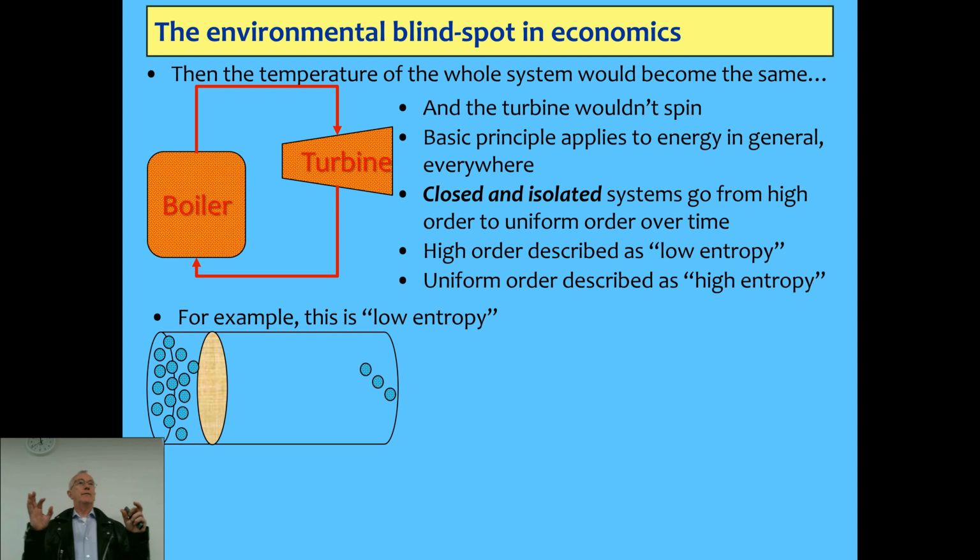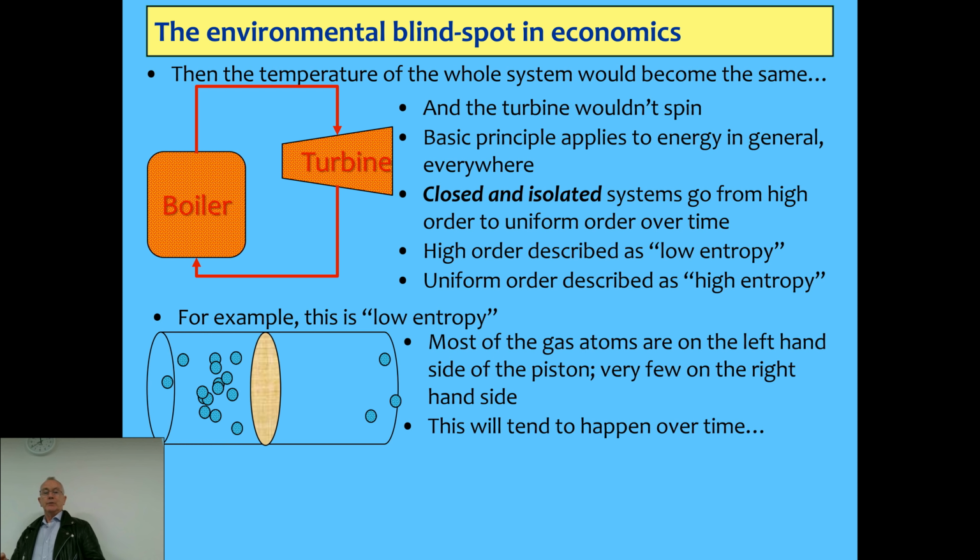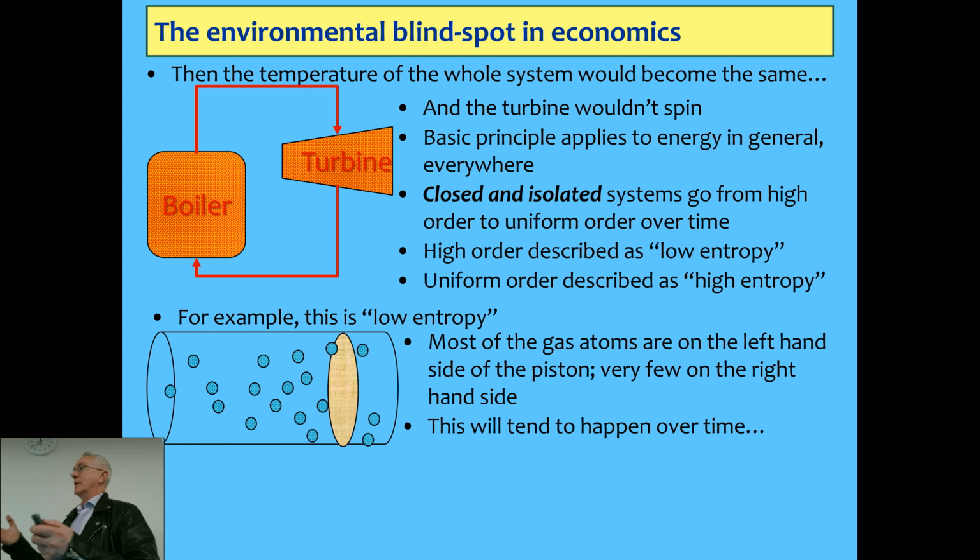That is actually a very ordered state, because there's only a few arrangements of the molecules that give me most of the pressure over here and very little over there. So it takes energy to get to that situation in the first instance. If I freed that piston so it could move, then the pressure would push the piston. So it's an even distribution.